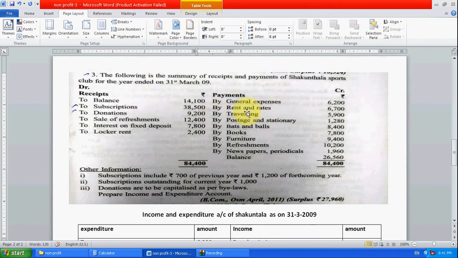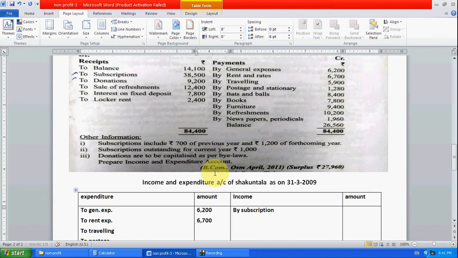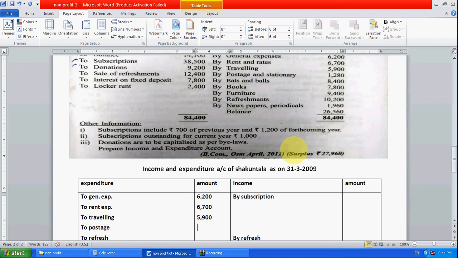Next, rent and rates. We have subscription entries only for adjustment here, so all the other entries are taken directly. Rent and rates 6,700. So write rent and rates 6,700. Next, traveling 5,900. Next, postage and stationery 1,280.